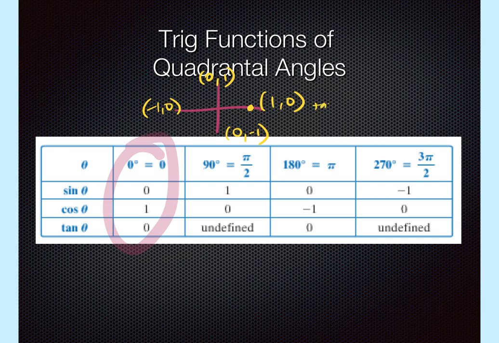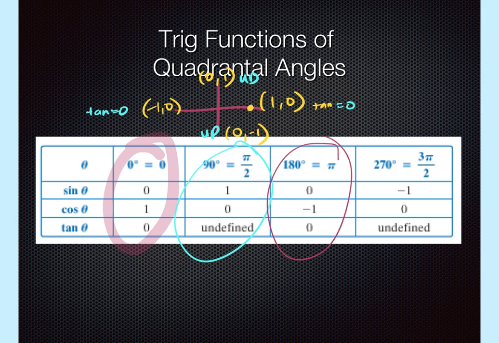Tangent here is 0. Tangent here is undefined. So at 90 degrees or pi over 2, my y is 1, my x is 0, my tangent's undefined.